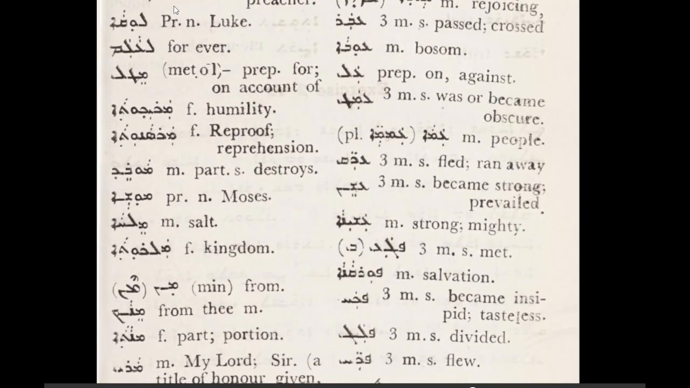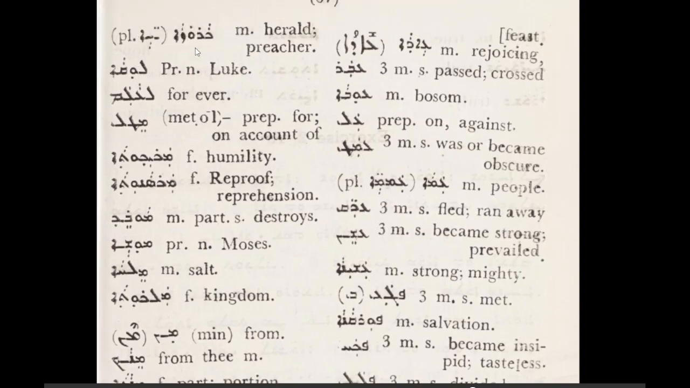Karoza, and what's the plural? Karoze. Karoza, Karoze. Luqa. La'alam, forever, and to the world, literally. La'alam. Mettol, because, on account of. Makkikhutha. Maksanutha. Maubid. So it just means something is destroyed. And it's kind of used on its own.